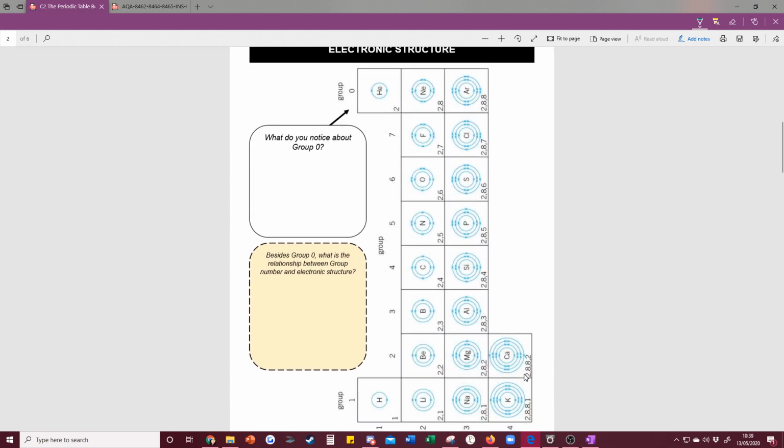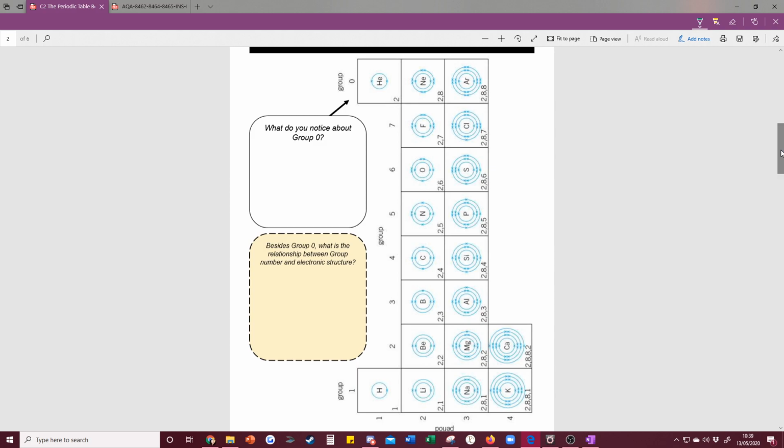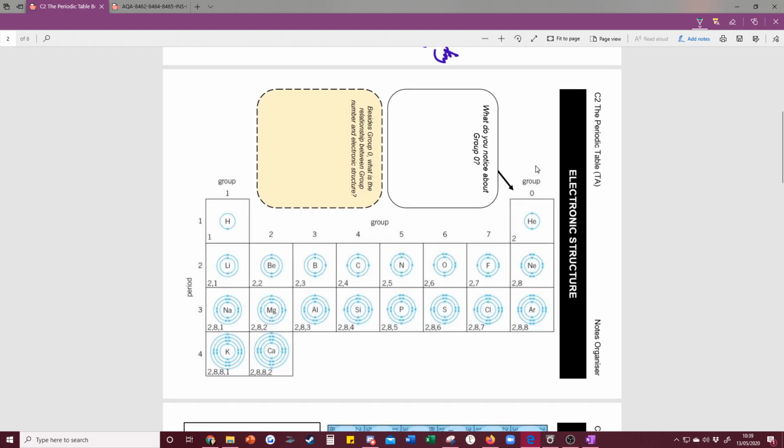Okay, now moving on to why there are patterns in this periodic table. Let me rotate this. Okay, so the periodic table that I have for you here is obviously a very shortened version of the periodic table. That's because the AQA GCSE doesn't need you to know the electronic structure of the elements past number 20.